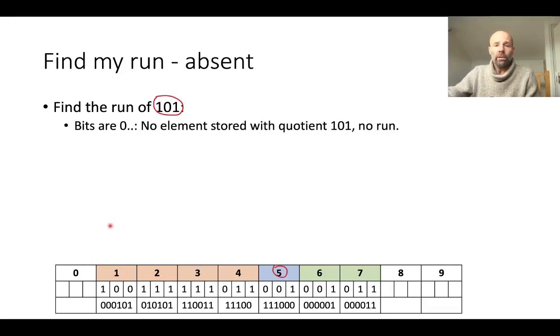Imagine you are looking for an element whose quotient is absent from the quotient filter. So for instance, 101. 101 corresponds to address 5, and at this location, the first bit is equal to 0, so this means that there is no element in the quotient filter with quotient equal to 5. So there is no run corresponding to this element. That's finished.